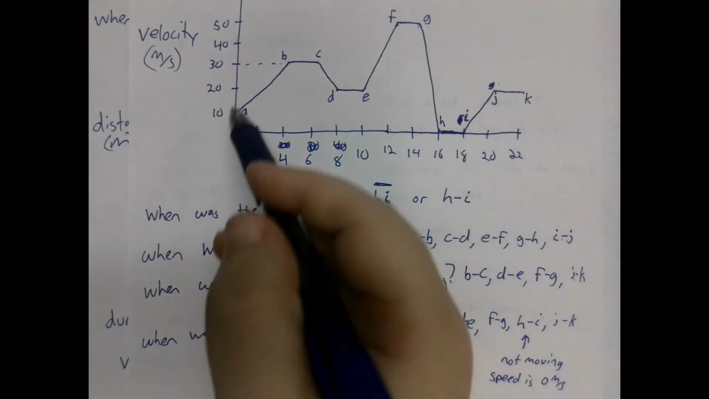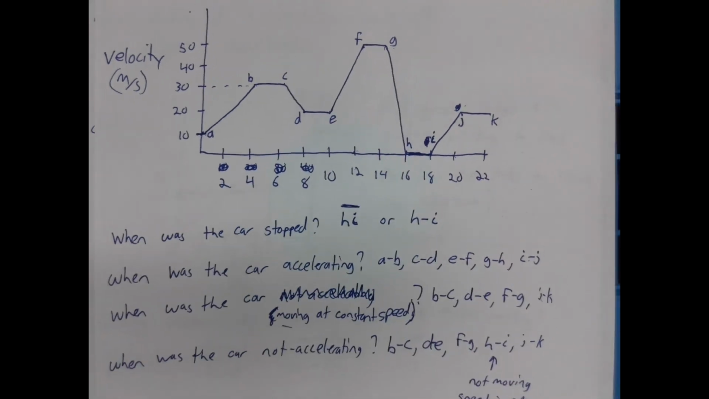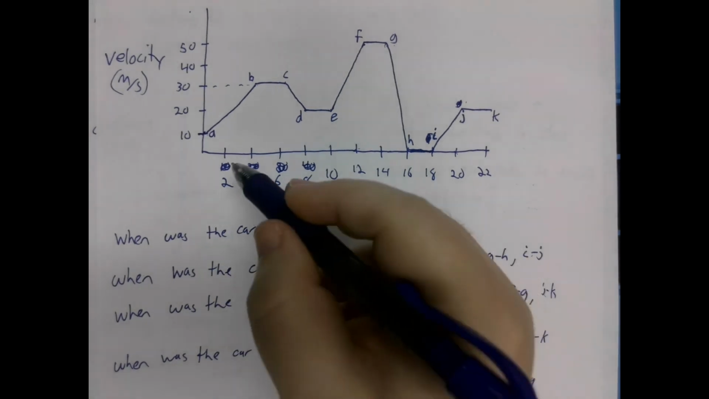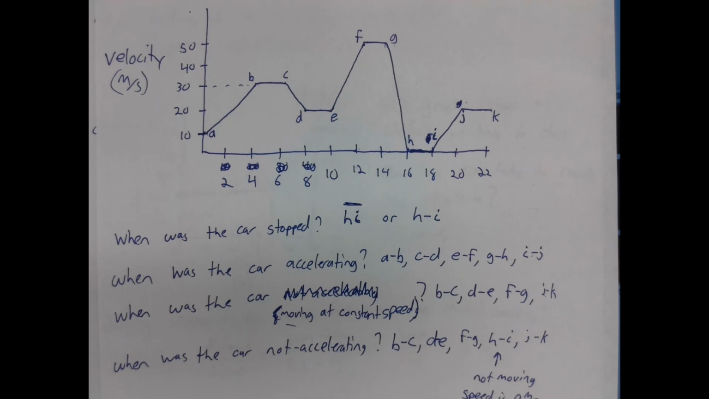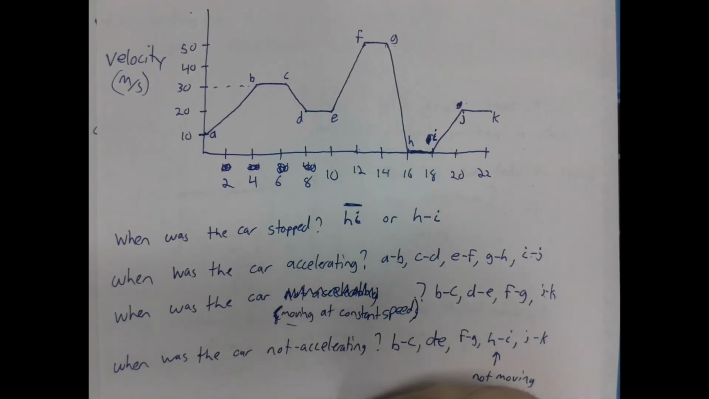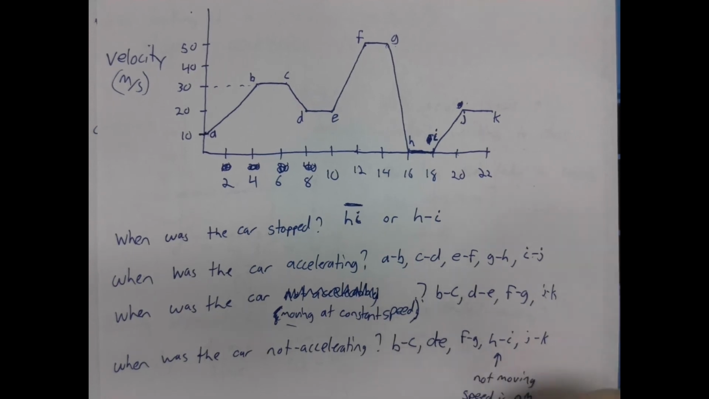So how would you put this in words? If this describes a car. So the car does what for the first 4 seconds? The car speeds up from 10 meters per second to 30 meters per second for 4 seconds.